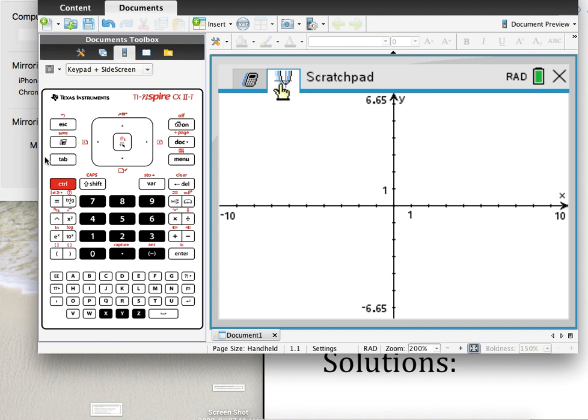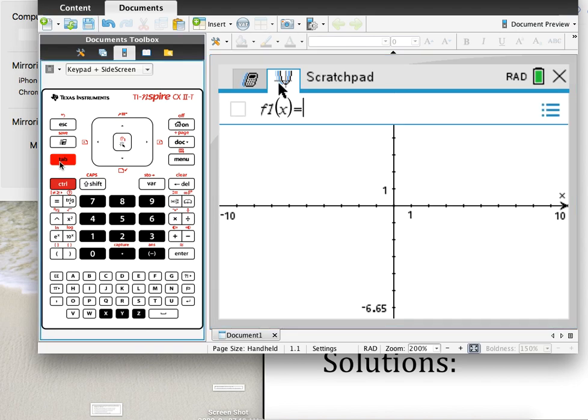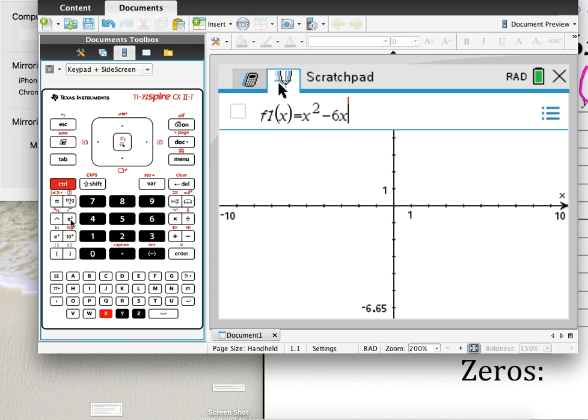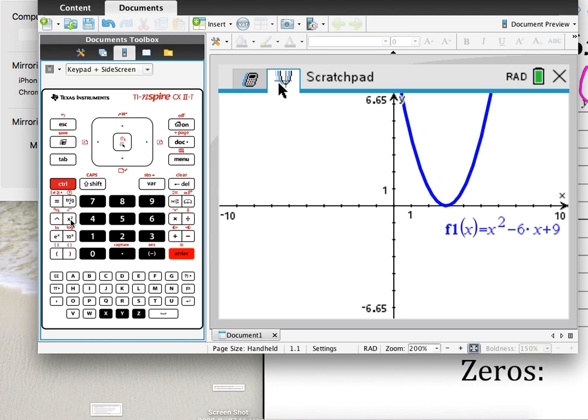Okay. All right, I press Tab to make a new equation, and we are going to type in x squared minus 6x plus 9. No equals 0. It already has an equal sign. And press Enter.